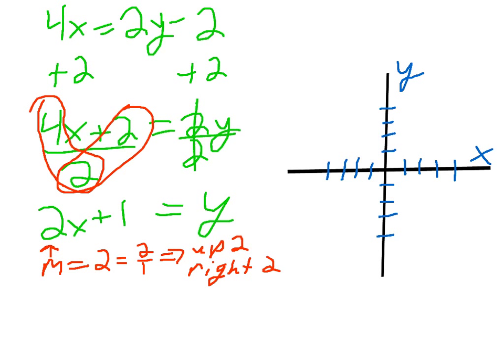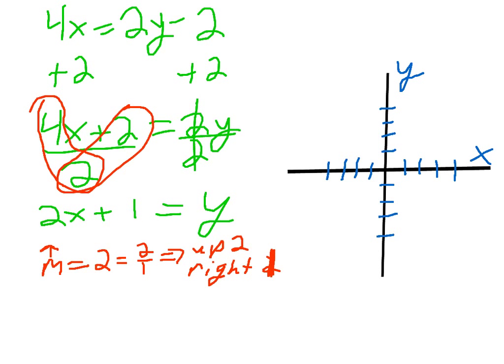I'm sorry, I wrote a 2 there. That disappeared and shouldn't have. So anyway, this should say 1 right here. I don't know why I can't get rid of that 2, but it should be up 2, right 1.